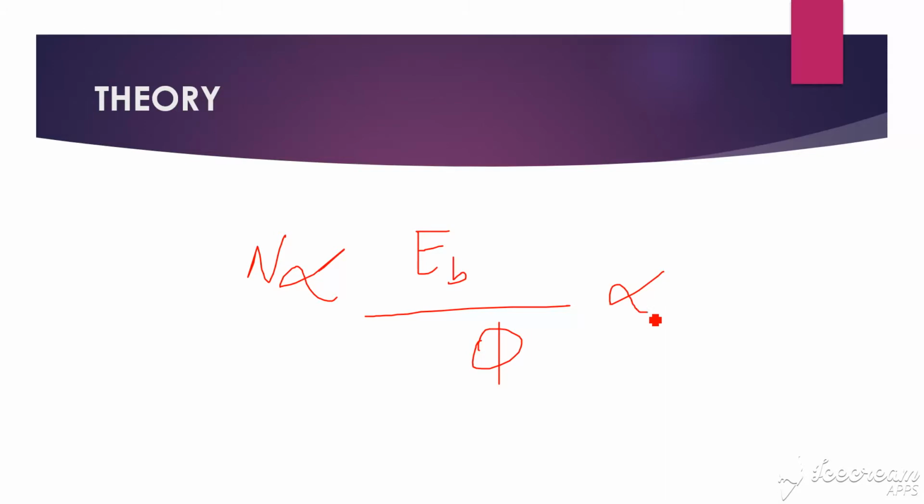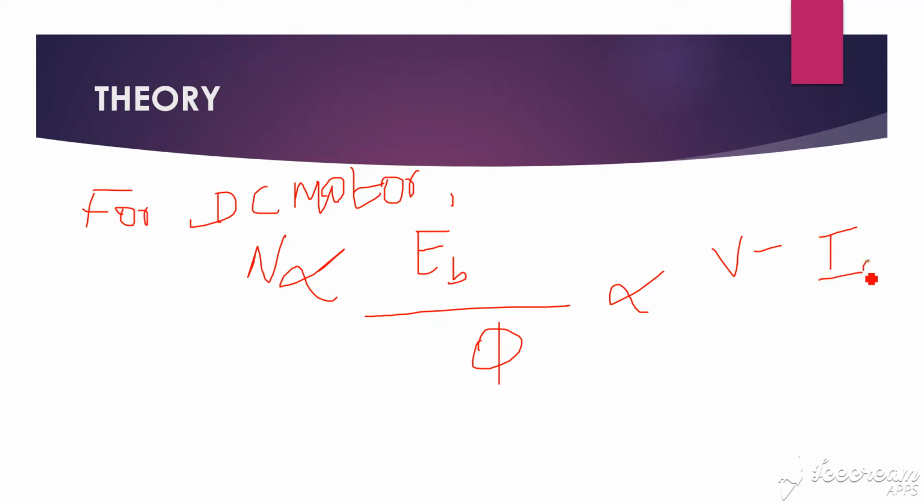So already we know that speed is proportional to EB divided by phi. Again, for a DC motor, speed is proportional to EB divided by phi, and EB can be written as V minus IA RA, divided by phi.